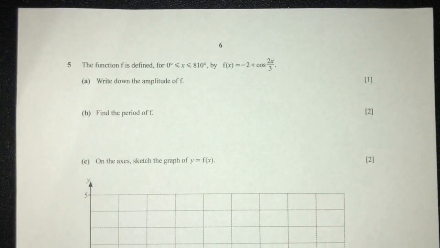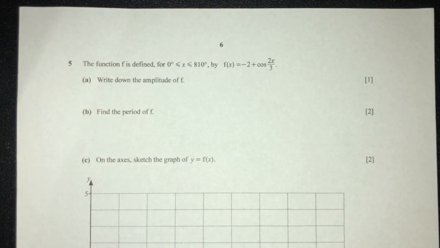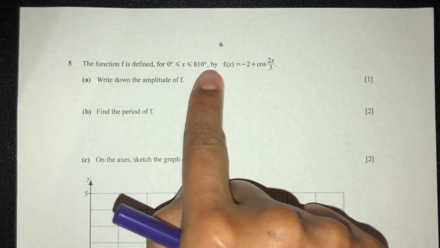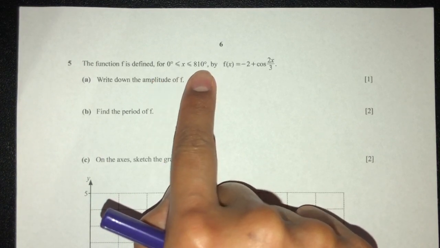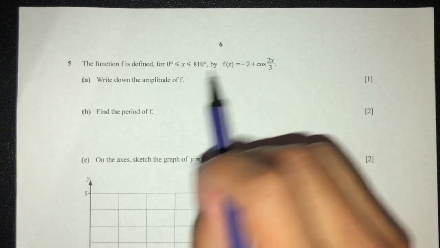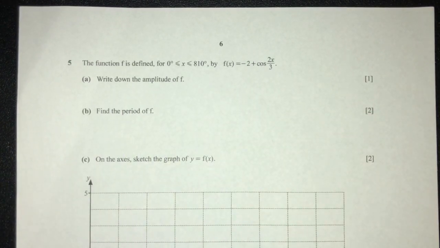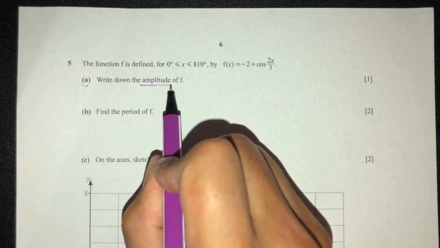Now let's move on to question number 5. Here, what do we have? The function f is defined for this domain. The domain is the x values between 0 and 810. Now f of x is given to you by this. Okay, so we have this. Now part 1, we have to write down the amplitude of f.